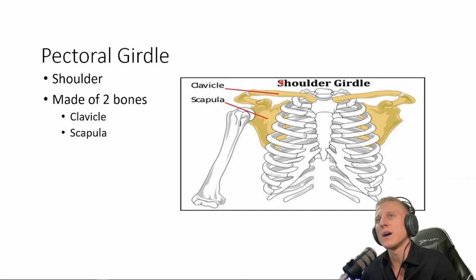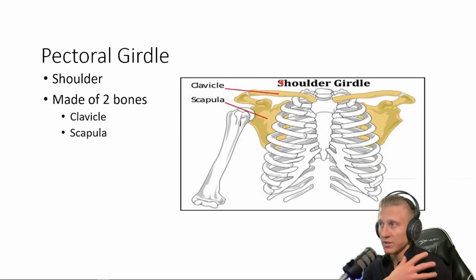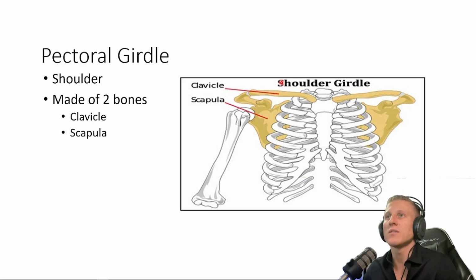Another fun fact about the whole upper appendage is the only attachment point, bone to bone, between the entirety of your arm and your axial skeleton is right here between the clavicle and where it attaches onto the sternum. Okay, everything else is just supported by ligaments and tendons, by soft connective tissue.